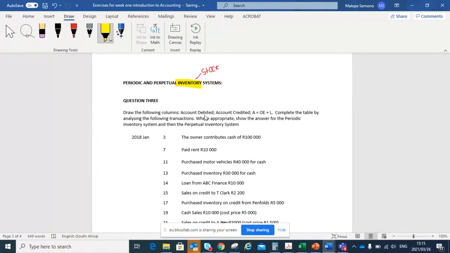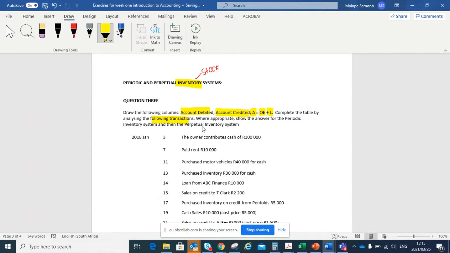Firstly, they say draw the following columns. They want you to have the column for account debited, account credited. This is the format that they want you to do. And you must have the column for assets, the column for owner's equity, and the column for liabilities. Complete the table by analyzing the transactions. These are the following transactions, and we're going to analyze them. Where appropriate, show the answer for the periodic inventory system and then the perpetual.